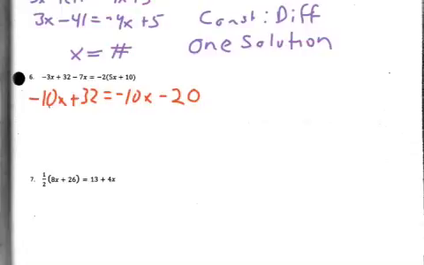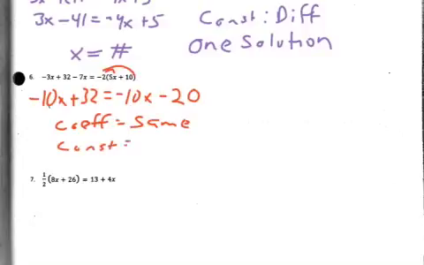Okay, take a look at number 6 real quick. Number 6, I simplified negative 3x and minus 7x to get negative 10x plus 32. Over here I distributed. Did my Angry Birds. Boop, boop. Got negative 10x minus 20. What do we notice? Coefficients are the same. My constants are different. So again, because my coefficients are the same, my variables are going to go away.